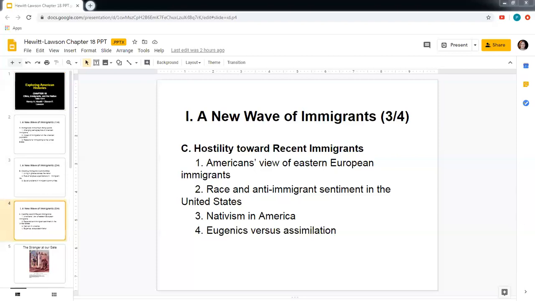Nativist sentiment, which is this idea that blames foreigners for all threats or dangers or problems that are prevalent in American culture, really begins to escalate as a response to this increase in immigration.